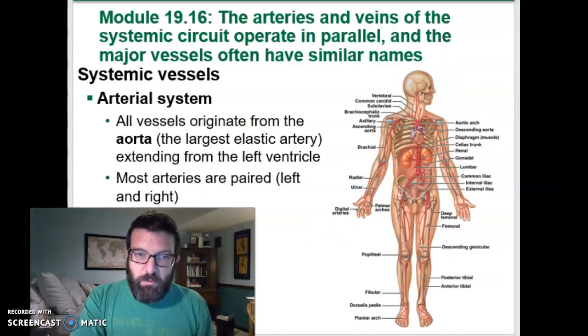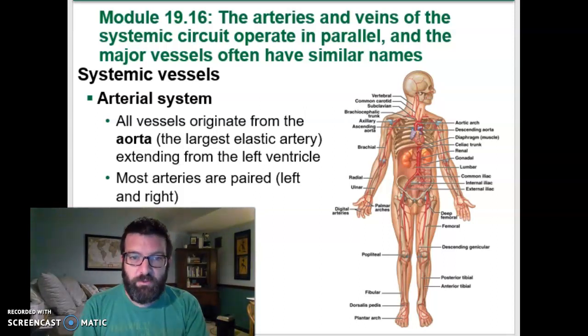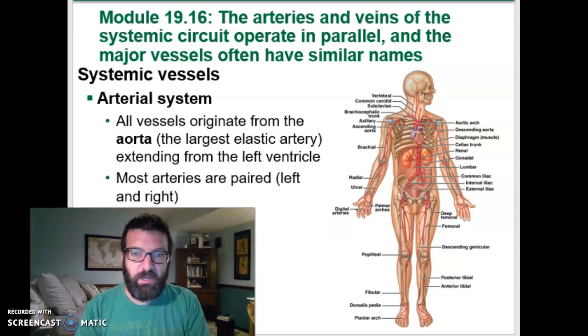Now let's move on and spend most of our time on the systemic circuit. Now the systemic circuit begins with the aorta, which is the largest of your elastic arteries coming out of your left ventricle of the heart. The aorta you only have one of, but most of your arteries are paired. You have a left and a right, since we're kind of symmetrical in our layout for the most part. But again, that's not true universally because things like our aorta, we only have a single one of.